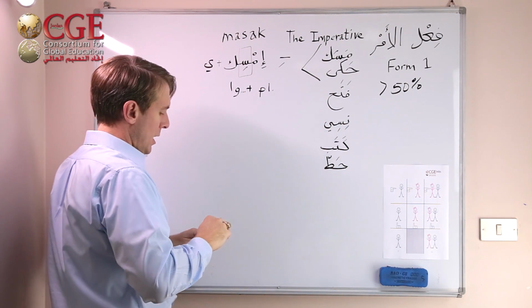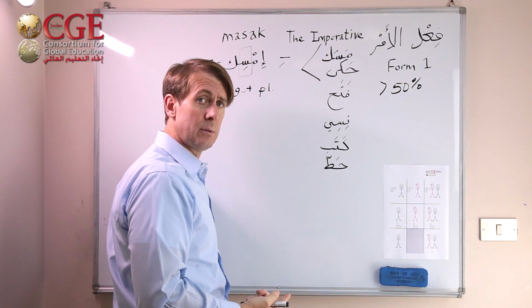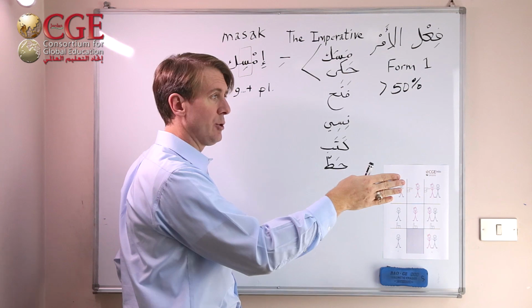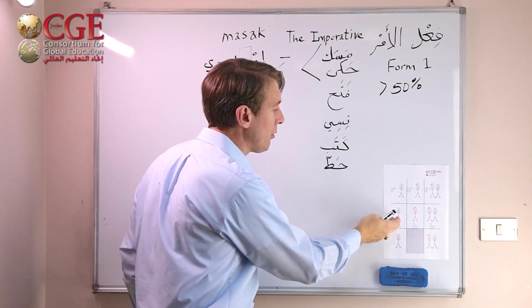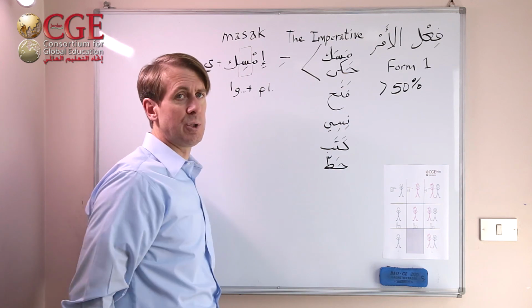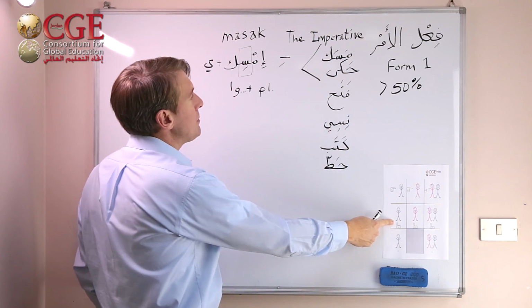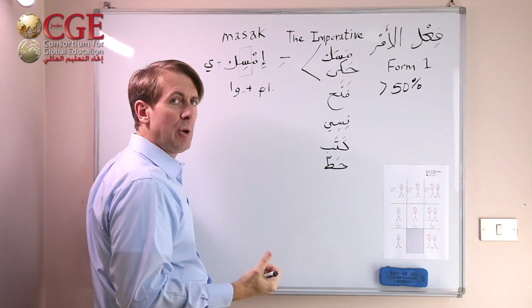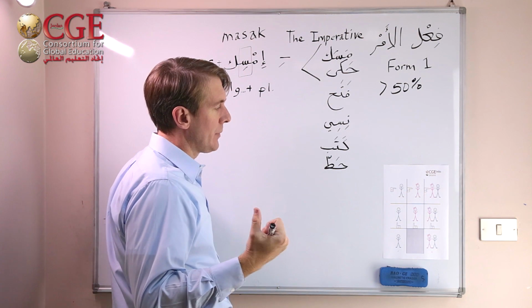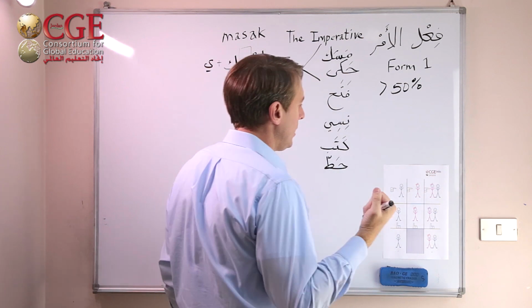Now, of course, the command form is all second person. You're talking to someone. It could be a male singular, a female singular, or plural, which means two or more people. So, imsik. Imsik means he grabbed, or he grabbed, or what's the other?